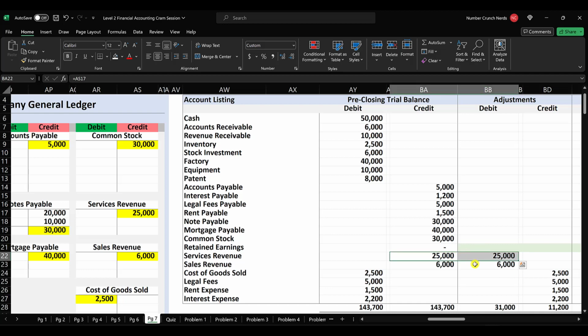So this account should be zeroed out. This account should be zeroed out. This account should be zeroed out. It's the same thing as just putting an entry right here. Okay, we're just doing it in a column format.